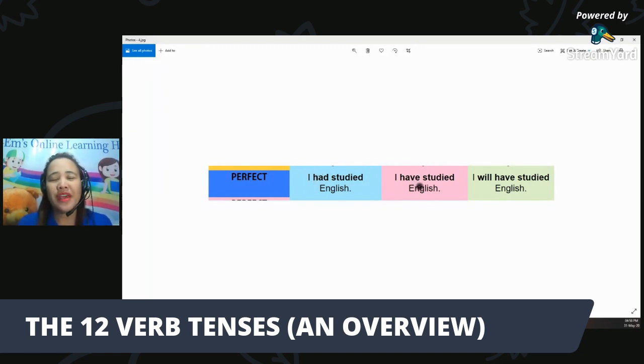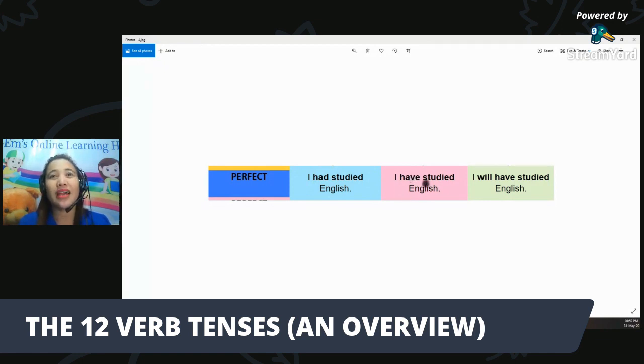Okay. So we have here the present perfect. I have studied English. Take note, I have studied English. As you can see, this is "had" and this is "have." We are going to use "had" if it's past, singular or plural. And then we are going to use "have," plural, in the present situation or present tense.